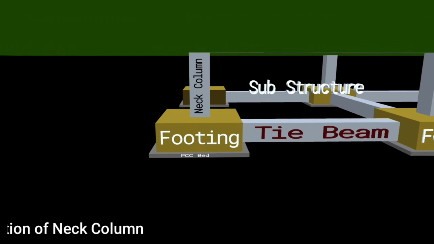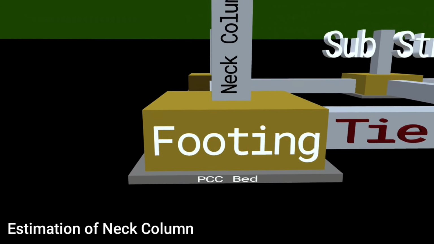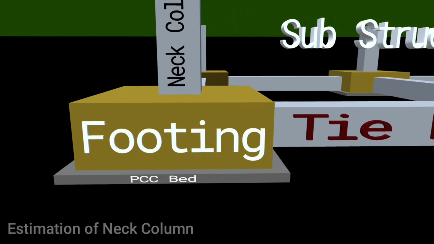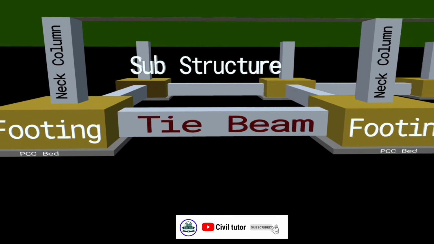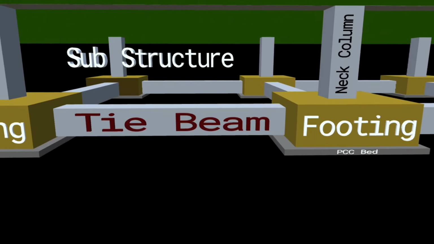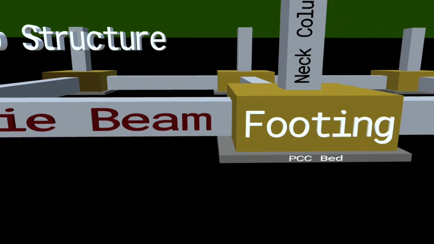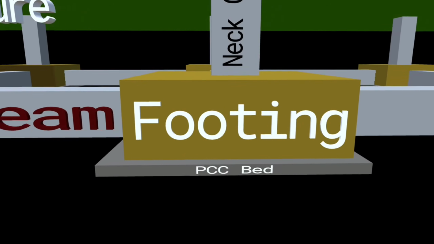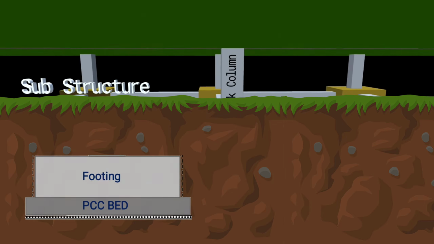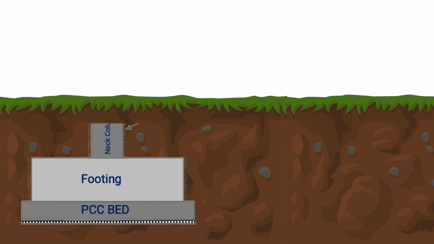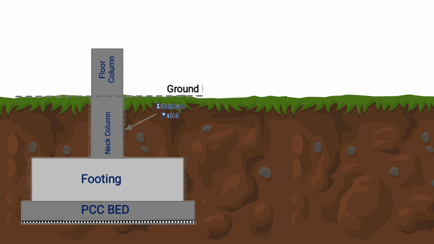This series is about the quantity calculation of substructure, in which we have already done the calculations for footing and the PCC bed which provides support to the footing. Today we are going to do the calculations for neck column, which starts from top of footing up to the ground level. The column which is raised above the footing continues above the ground level.